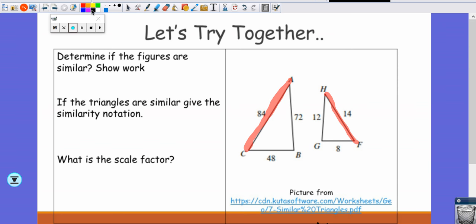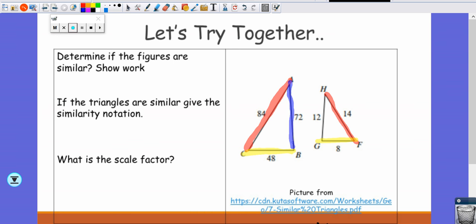All right, so here we're going to say that this 48 matches this side right here. Okay, so 48 is the smallest side of this triangle, so it's going to match the smallest side of this triangle. And then I'm going to put this in blue.